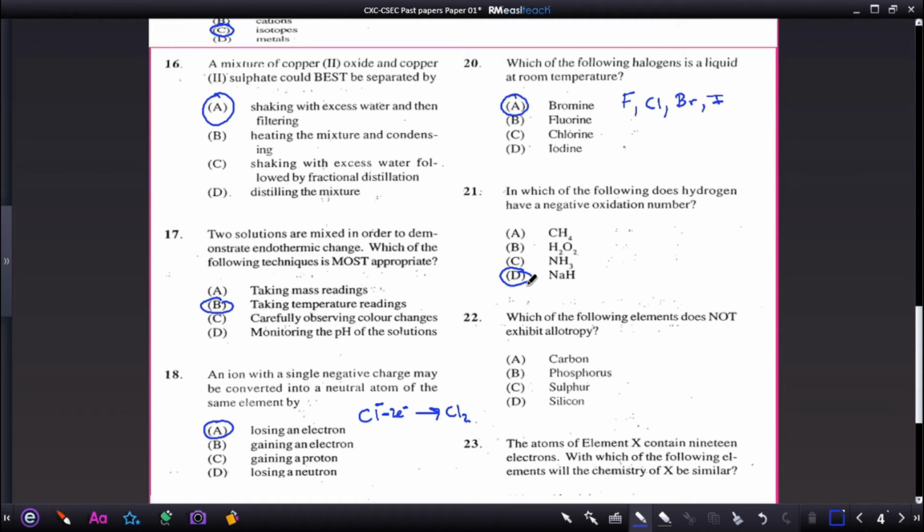22. Which of the following elements does not exhibit allotropy? Carbon, which is graphite and diamond. Phosphorus is red and blue. Sulfur is the monoclinic and the rhombic. And silicon would be the answer that doesn't.